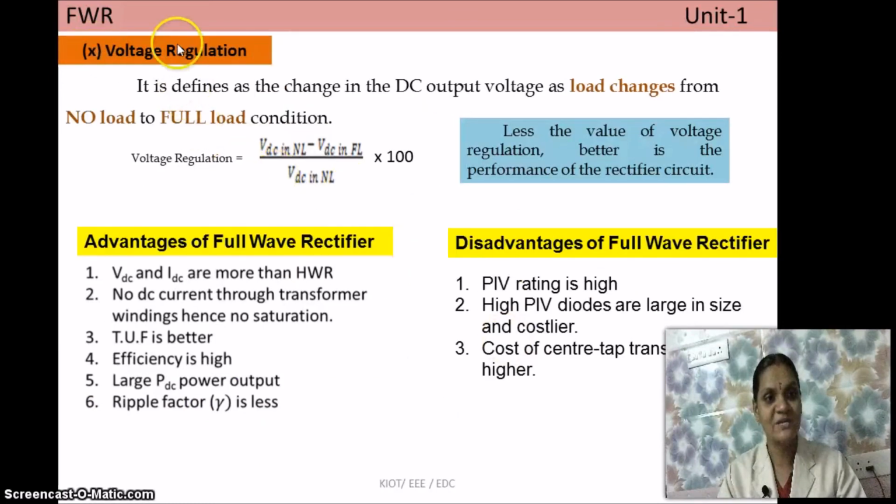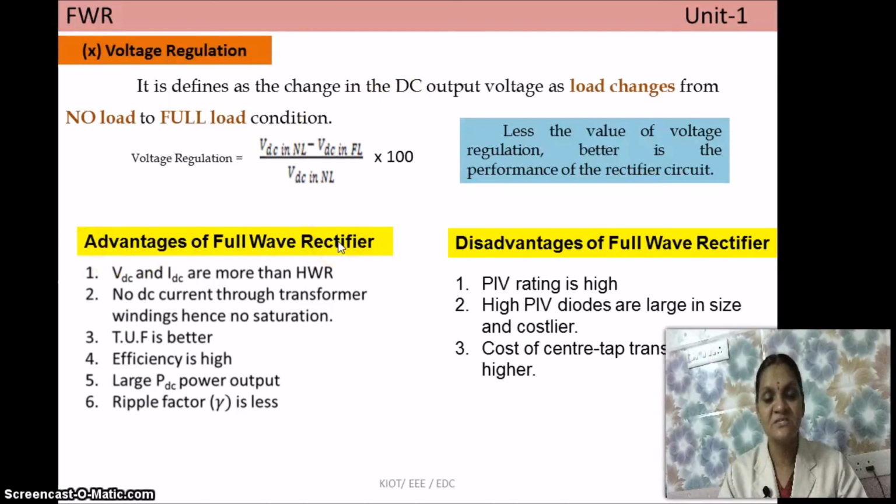The next one is voltage regulation. This is very similar to that of the half wave rectifier. We have to do an experiment using this formula and calculate. But when you consider voltage regulation, the full wave rectifier has better stability in the output compared to the half wave rectifier. That is one of the summarizing points. And then, the advantages of the full wave rectifier.